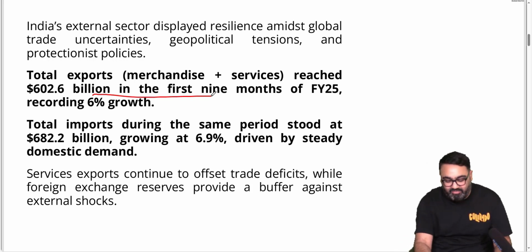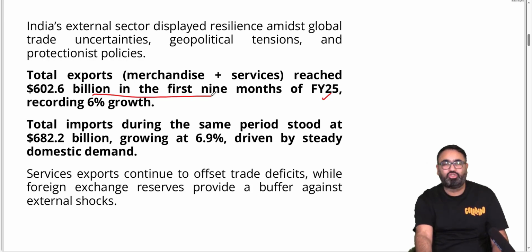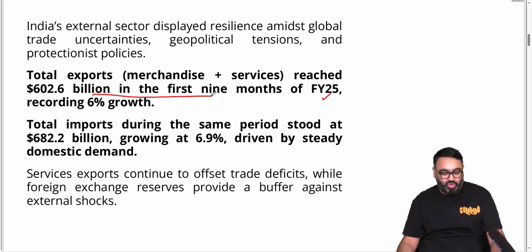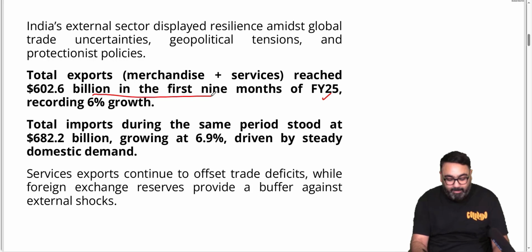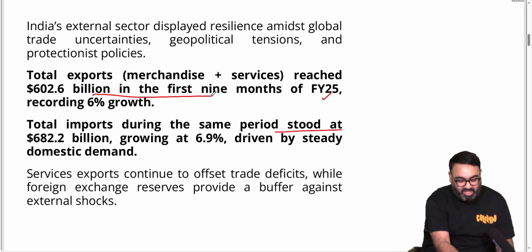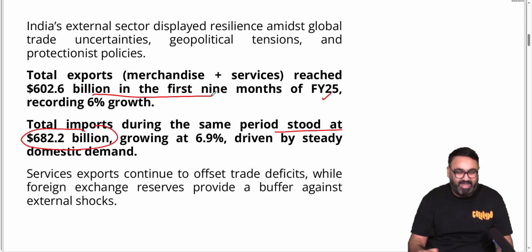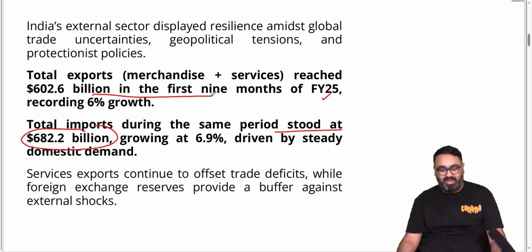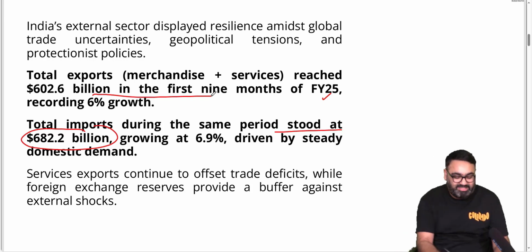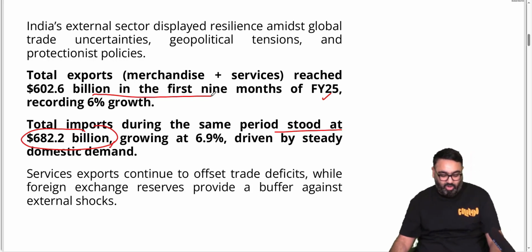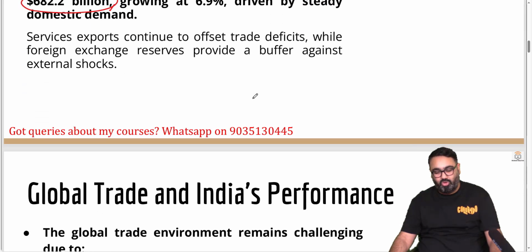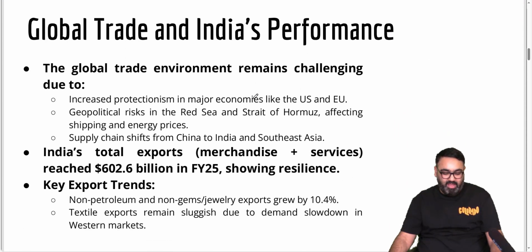So in the first 9 months of this financial year, total exports reached over $600 billion, which is a growth of 6%. Total imports in the same period were more than the exports. So please remember, net, we still have a trade deficit. Net, we import more than what we export. Our imports in the same time period were about $682.2 billion. This has also been growing. So both have been growing, import and export. Let's see our trade numbers more closely.